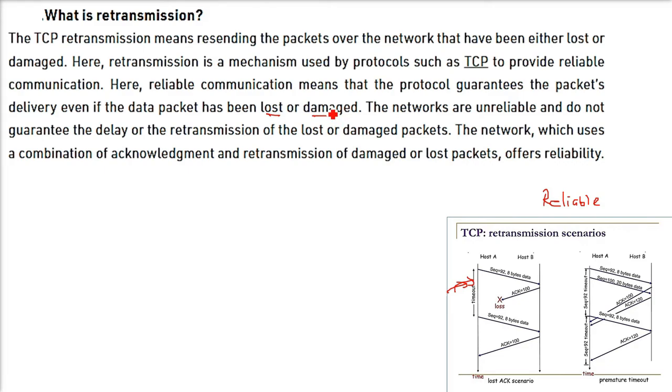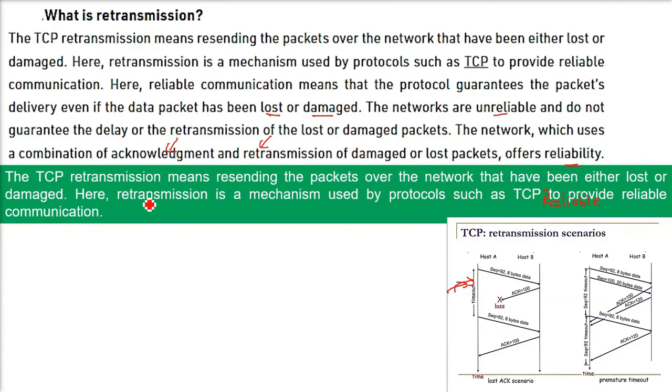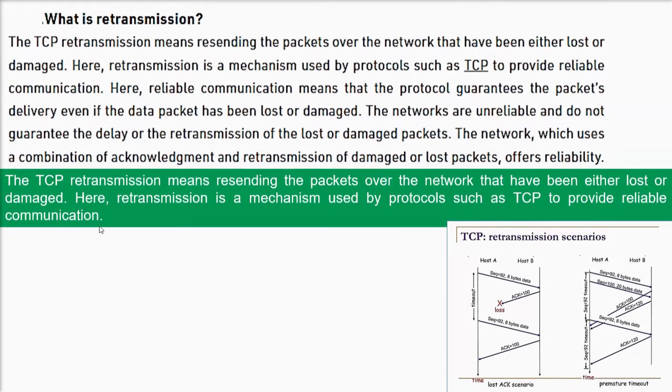The networks are unreliable and do not guarantee delivery or retransmission of the lost or damaged packet. I'm talking about the actual networks. So some protocols like TCP have to provide the reliability. A network which uses a combination of acknowledgement and retransmission of damaged or lost packets offers reliability. So acknowledgement plus retransmission is the key for reliability. TCP retransmission is just resending the packet over the network that has been either lost or damaged, a mechanism used by protocols like TCP to provide reliability.